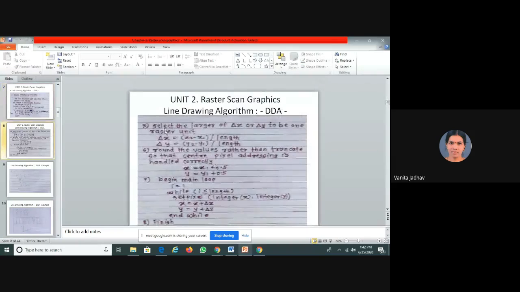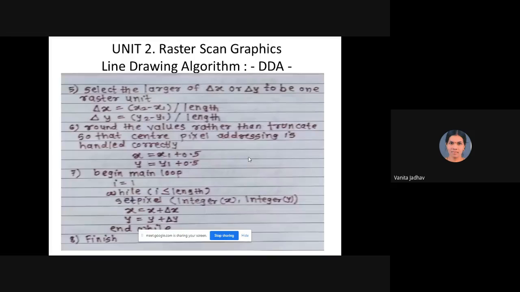Next slide. So 5th step, select delta x or delta y to be one raster unit. Okay. So what is delta x? Again, this is the standard formula given by the digital differential analyzer algorithm. So we can't change these formulas. We need to use them as they are. These are the standard algorithms. We are not making any changes to them. We are just using these algorithms for what purpose? To draw the line.